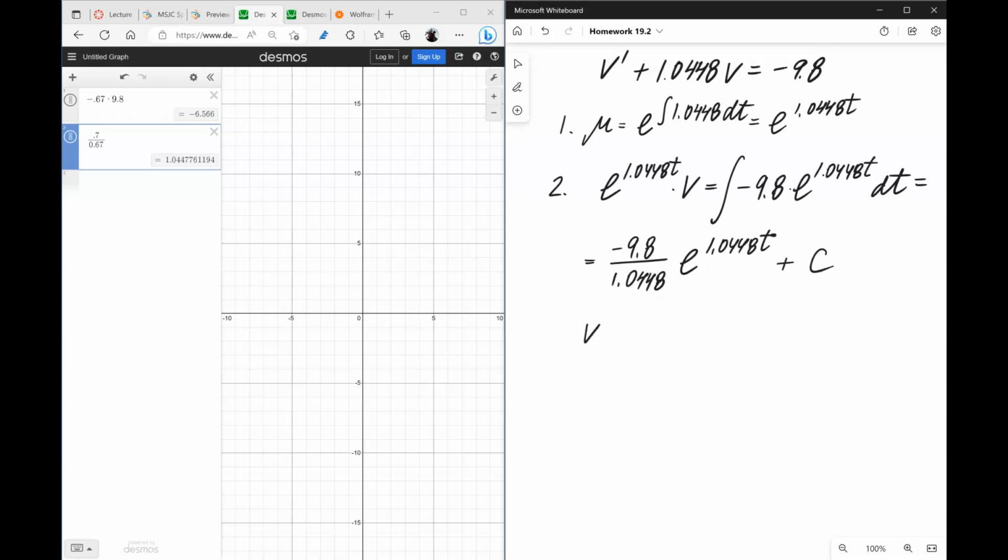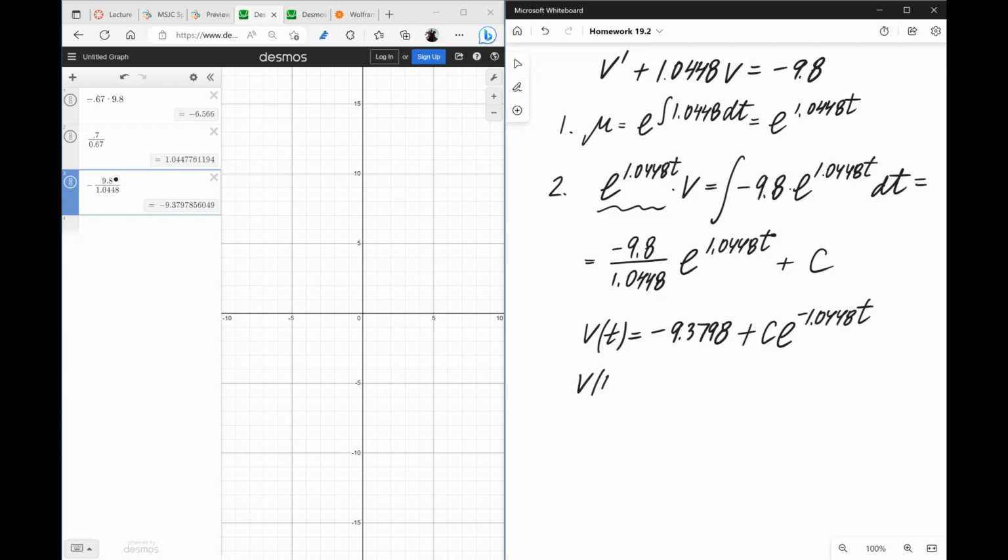Now to isolate v, we're going to divide both sides by the integrating factor. So we have negative 9.8 divided by 1.0448. So we have negative 9.3798 plus c e to the power negative 1.0448 t. Now we can use the initial condition.